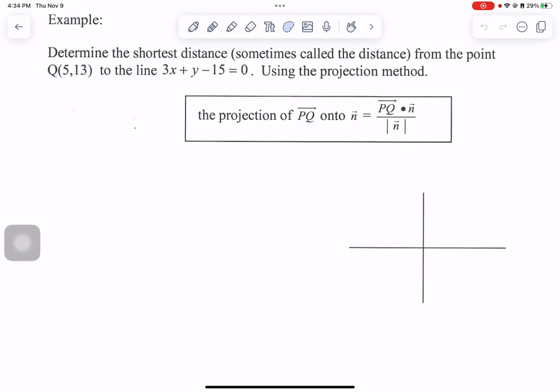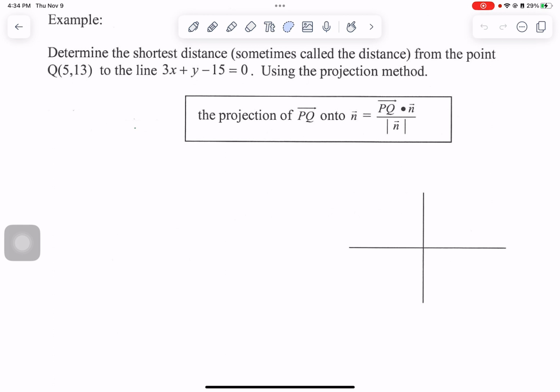Determine the shortest distance, sometimes just called the distance, from a certain point, and in this case they're giving me a point, (5, 13), to a line, 3x + y - 15 = 0.